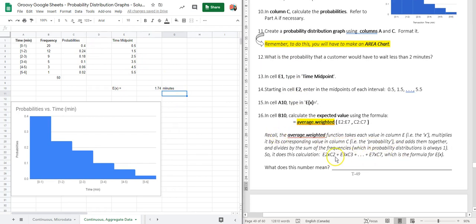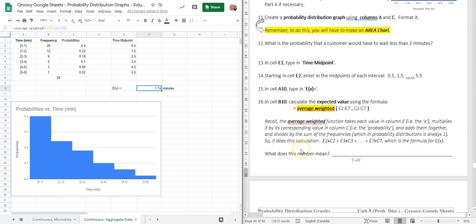So this is just what I was saying, that this function here, average weighted, just does this calculation here, which is the formula for expected value. So what does this number mean? It means that the average waiting time is expected to be 1.74 minutes.